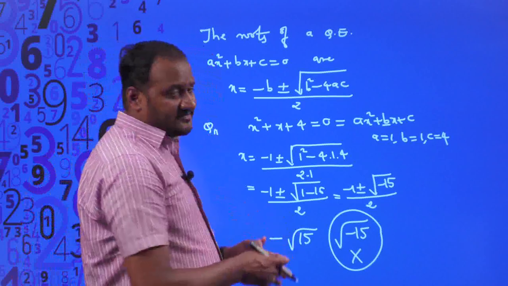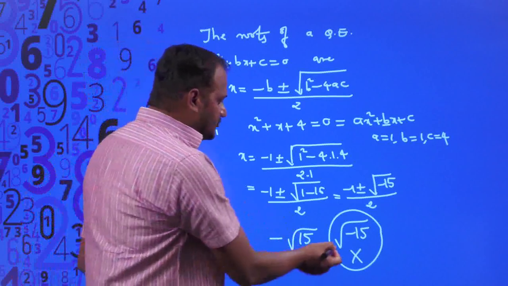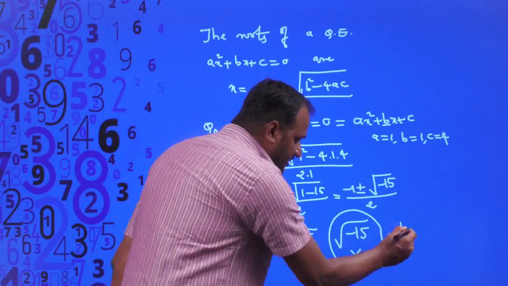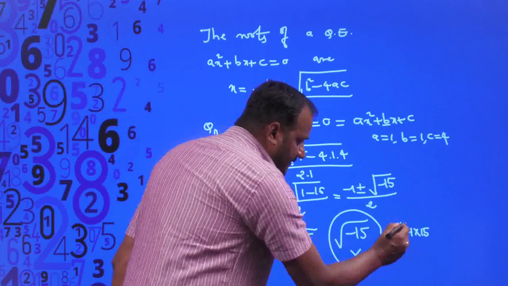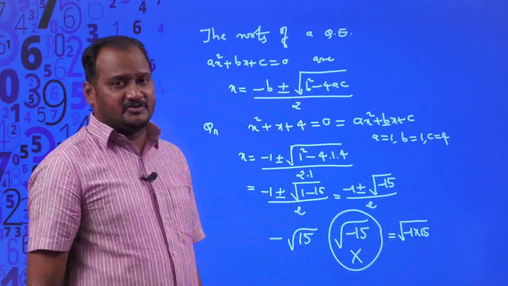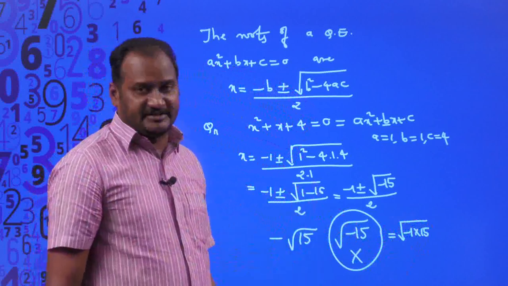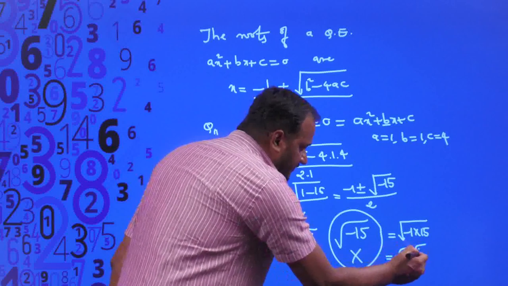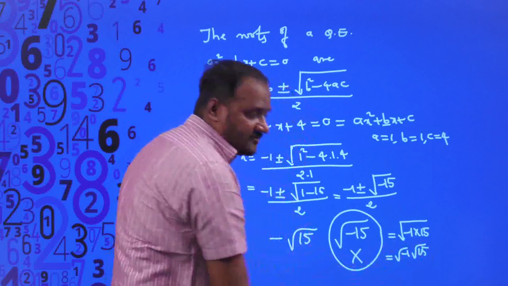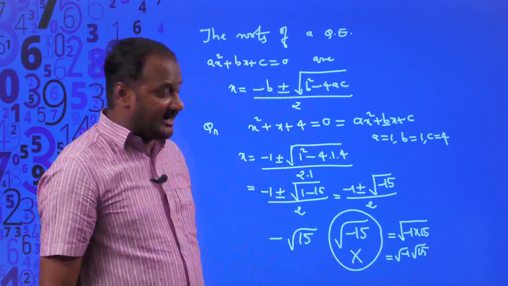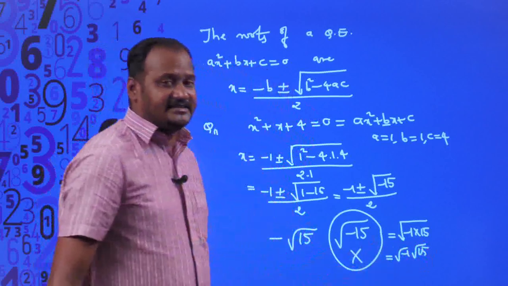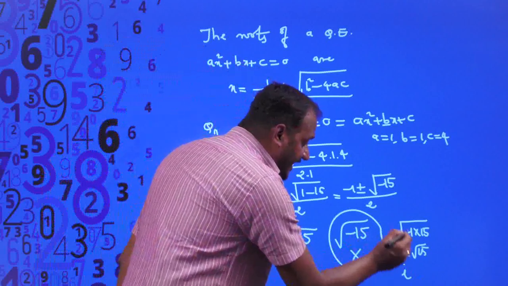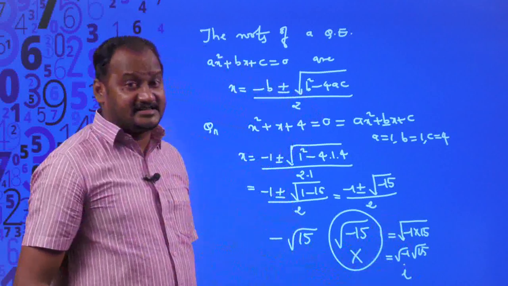And what exactly is the meaning of this number? Let us try to understand. See, this is root over negative 15. You can write root over negative 15 as root over negative 1 into 15, right? You can split that square root for both terms, negative 1 as well as 15, and write it as root over negative 1 and root over 15. And you know the value of root over 15? It is purely an irrational number. But coming to root over negative 1, it is not a real number. And the value of root over negative 1 is named as i. That is what is called an imaginary number.